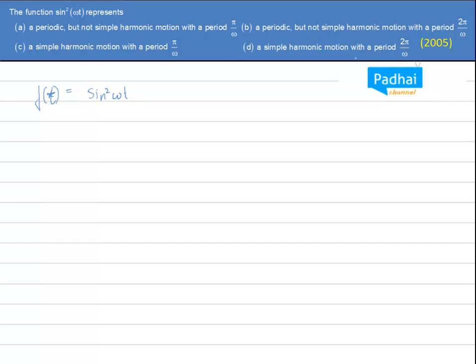So first of all, in every option it is asking about the period of the function, and if you have done a little bit of the functions chapter in mathematics, you might be able to calculate the period of the function very easily. If I do it for you, I can write this as 1 minus cos square omega t, or what I can do is draw the graph of this function, right? I can draw it as this.